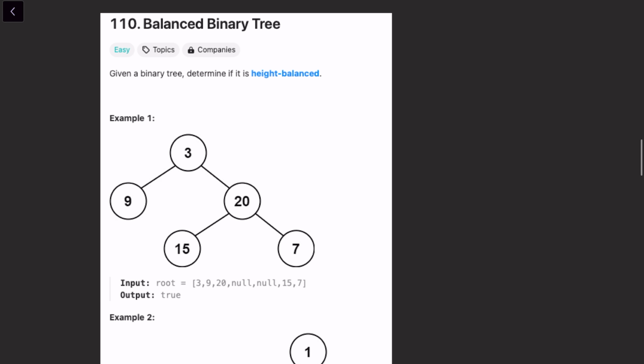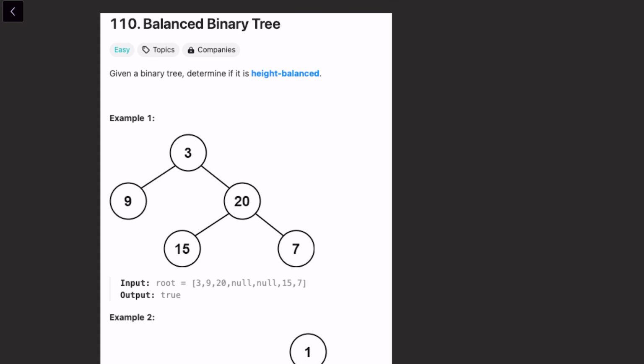And we're going to start out reading the instructions. So given a binary tree, determine if it's height balanced. So what does height balanced mean? Reading the definition, it says a height balanced binary tree is a binary tree in which the depth of the two subtrees of every node never differs by more than one.